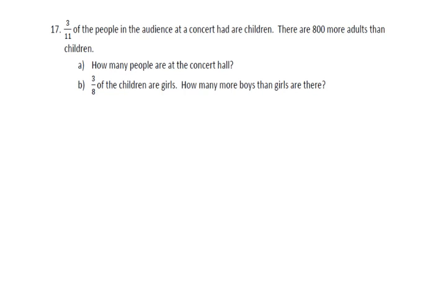Alright, so number 17, this problem has a typo in it. 3/11ths of the people in the audience at a concert hall are children. So 3/11ths of the people in the audience are children. There are 800 more adults than children. So let's make a bar.